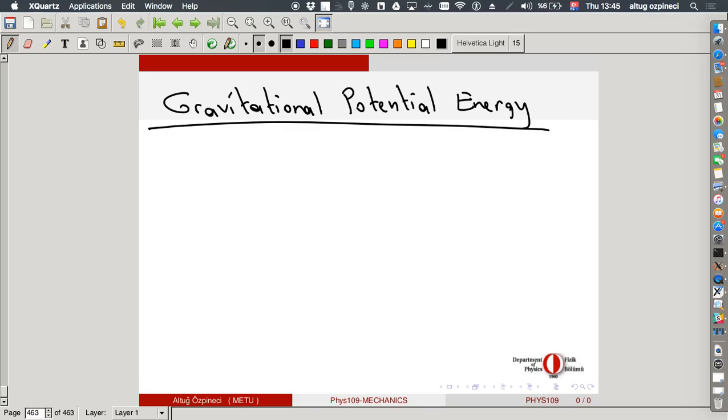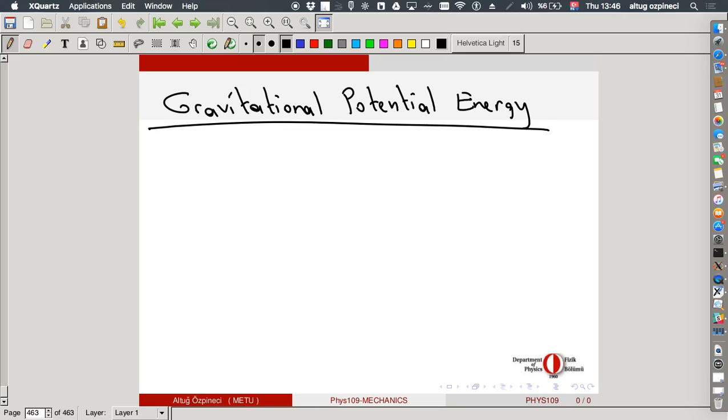Now, when we were discussing the potential energy for an arbitrary force, we said that we cannot really talk about a conserved potential energy for an arbitrary force, but the force should have some special properties. The force should be a conservative force. So the first thing we have to show is that the gravitational force is a conservative force if we want to define some potential energy for gravity.